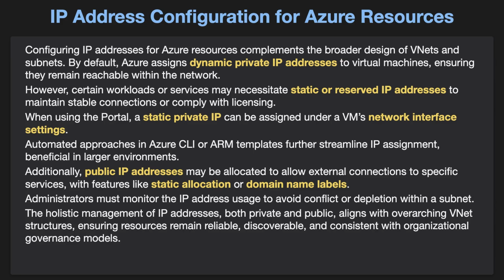When using the portal, a static private IP can be assigned under a VM's network interface settings. Automated approaches in Azure CLI or ARM templates further streamline IP assignment, beneficial in larger environments. Additionally, public IP addresses may be allocated to allow external connections to specific services, with features like static allocation or domain name labels. Administrators must monitor the IP address usage to avoid conflict or depletion within subnet.